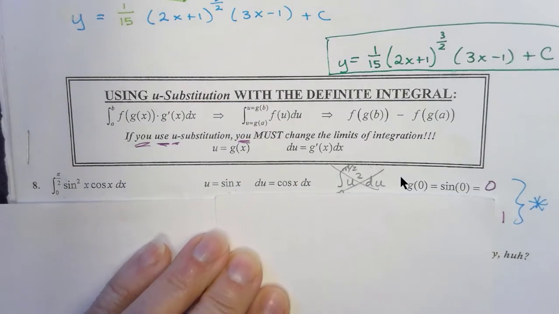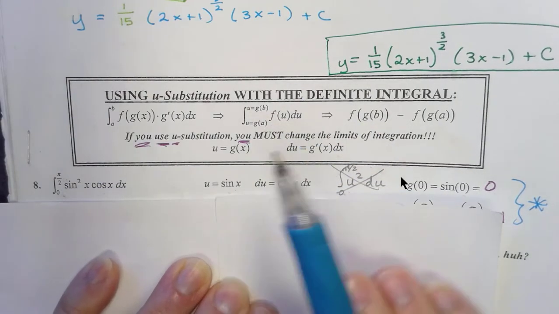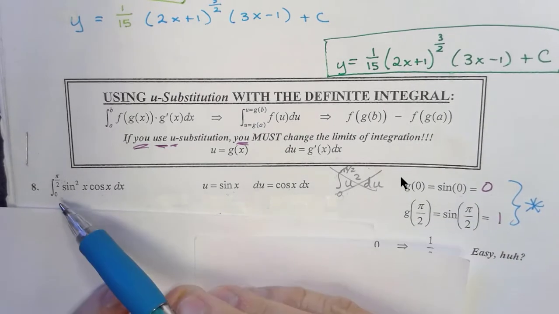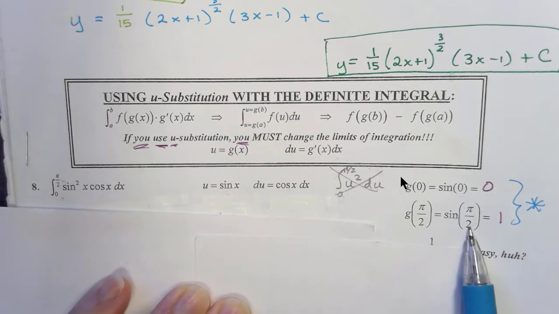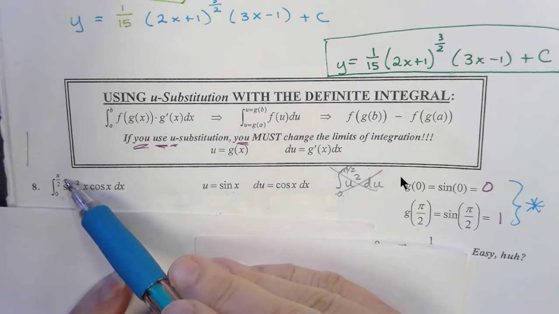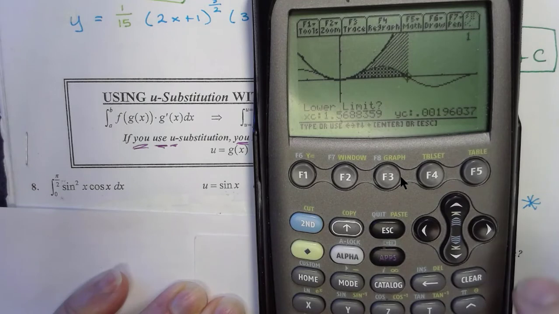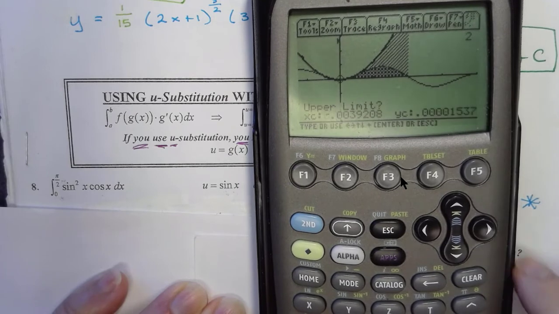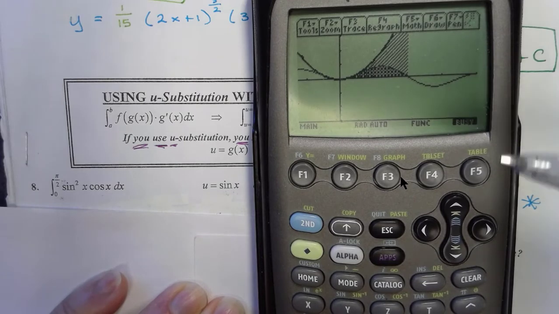So what we have to do is we have to take these limits and we have to put them in our u function and get new limits. So g of 0 is sine of 0, which is 0. That's nice. That stays the same. g of pi over 2 is sine of pi over 2, which is 1. So my 0 needs to stay 0, but my pi over 2 needs to become a 1. So let's look at that. Find the integral. We want to be on function 2, so I'm going to up arrow there. My lower limit is 0, and we found that we needed to change the upper limit to 1. Okay, just type in 1, and now it's going to see, look at that.